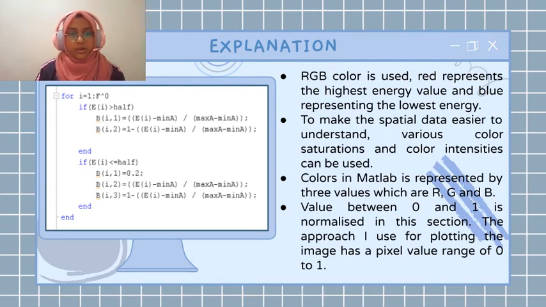For RGB, red represents the highest energy value and blue represents the lowest energy value. To make the spatial data easier to understand, various color saturations and color intensities can be used. Colors in MATLAB are represented by three values, which are R, G, and B. Values between 0 and 1 are normalized in this section. The approach I used for plotting the image has a pixel value range of 0 to 1.